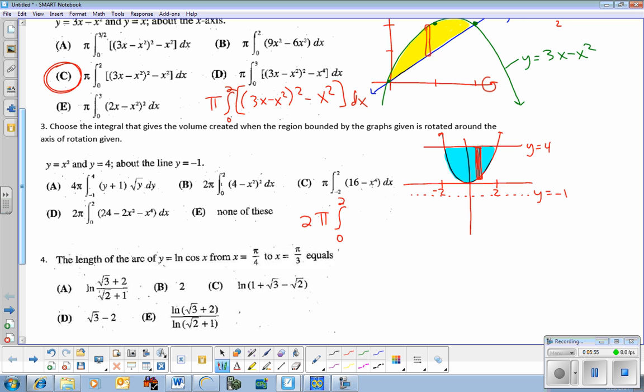So then we just need a big radius and a little radius. This is all going to be dx. The big radius is 4. Excuse me, the big radius is 5.